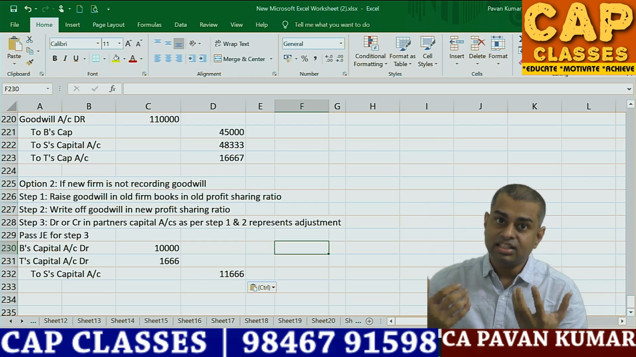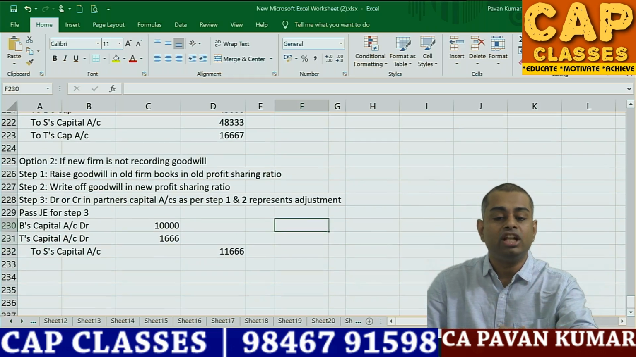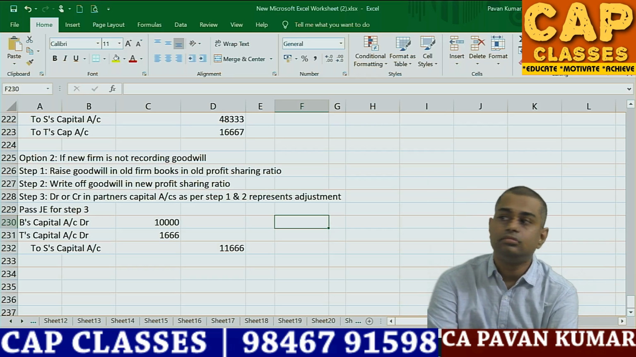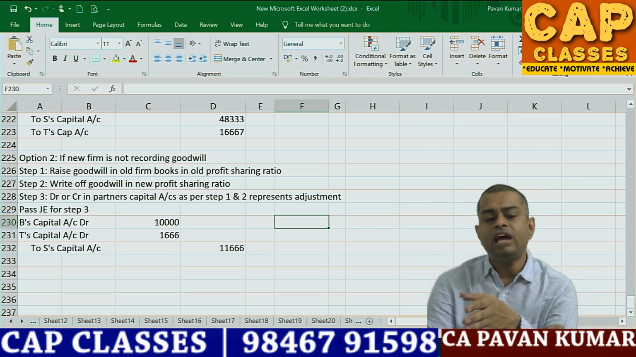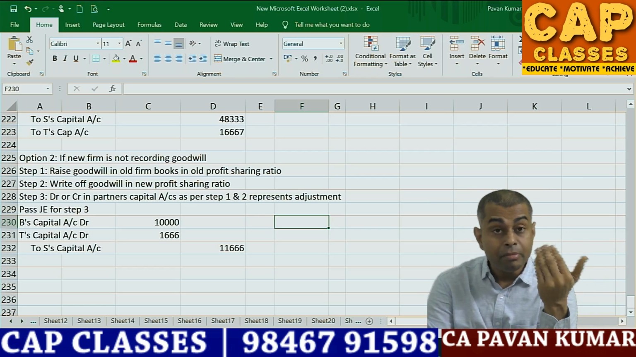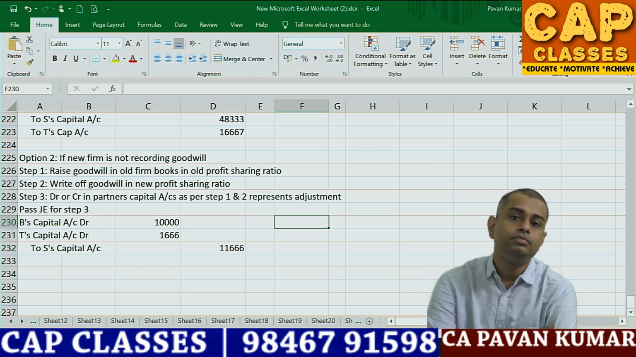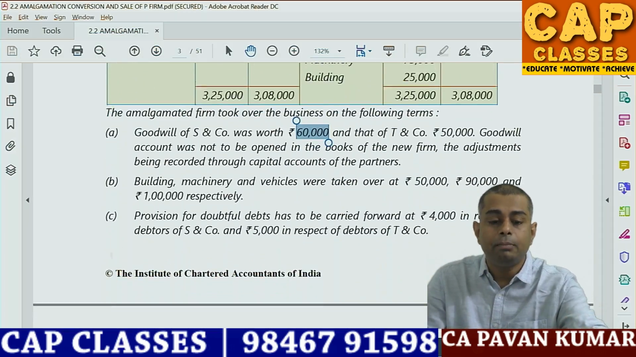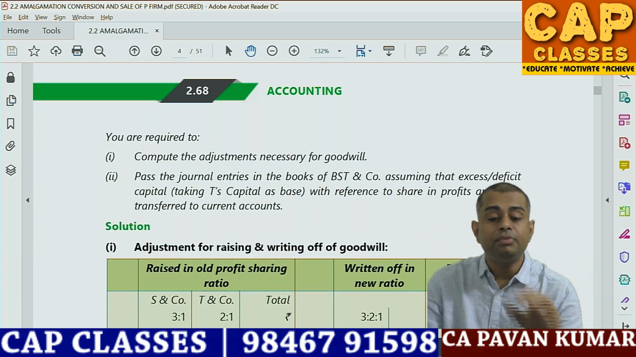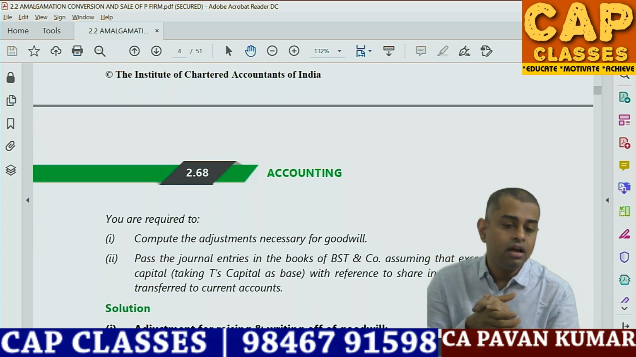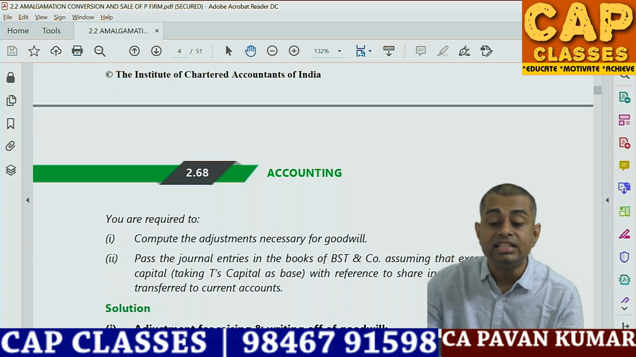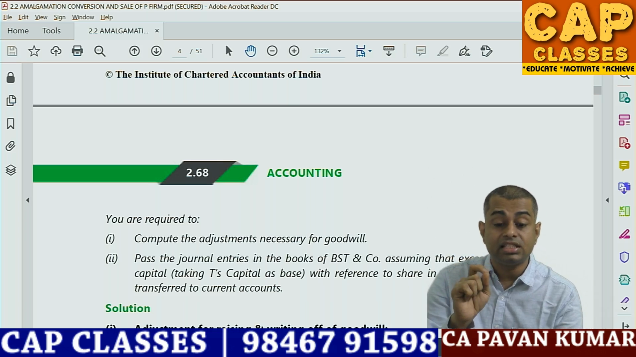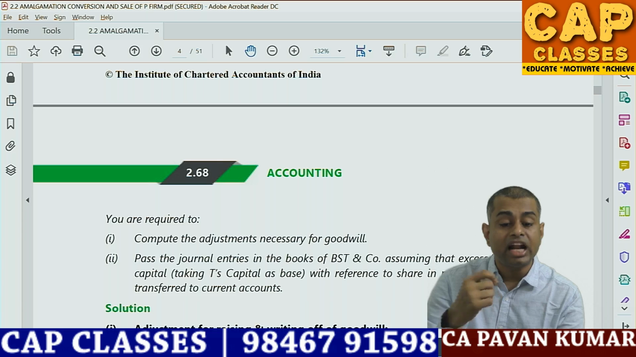Can there be a better understanding of this category of problems more than this? No, this is the only way, or probably this is the best way. So in this problem they have given option 2, so we have done option 2. In another problem they might ask option 1, then we'll do the above. Got it? So our part 1 is over. In the problem, part 1, compute the adjustment necessary for goodwill. Done. Part 2, pass journal entries in the books of BST, assuming that excess or deficit capital, taking T's capital as base, with reference to share in profits, are to be transferred to current accounts.